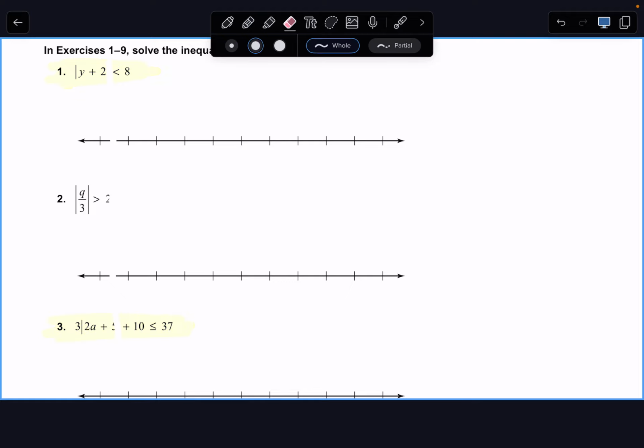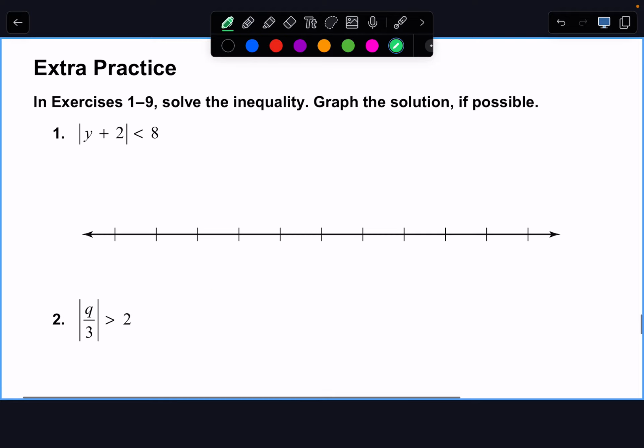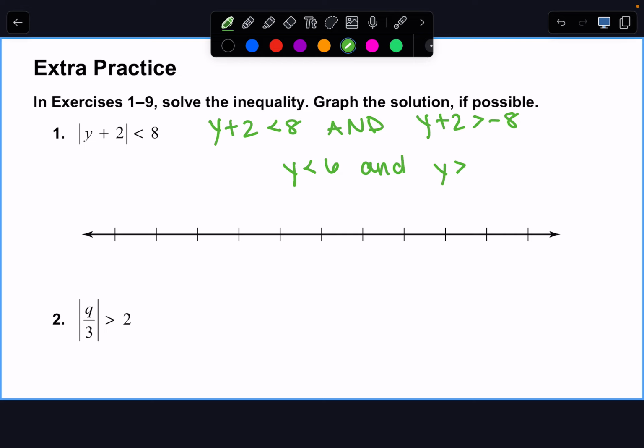Okay, in number 1, do you have y plus 2 is less than 8 and y plus 2 is greater than negative 8? Yeah. So then you have y is less than 6 and y is greater than negative 10? Yeah? Okay. So your graph would look like this? Yeah. Yeah? Okay.